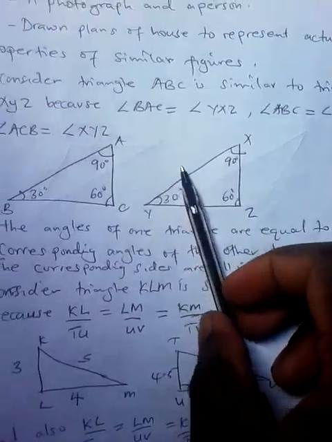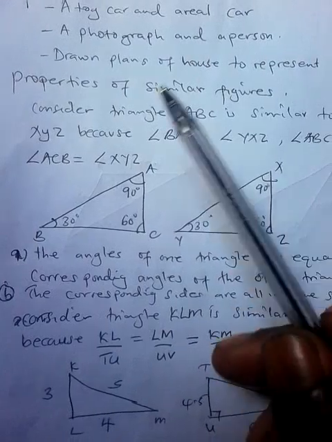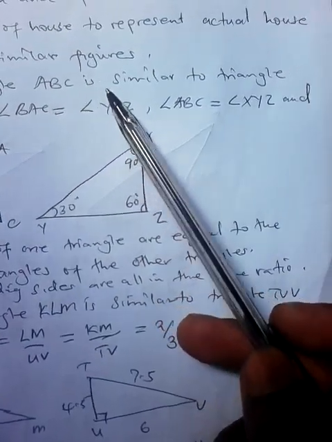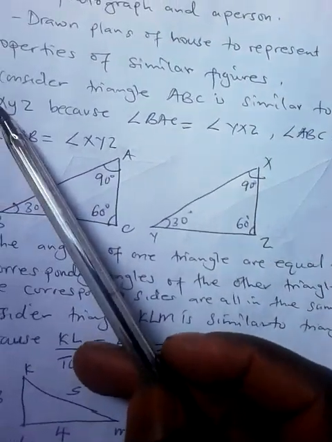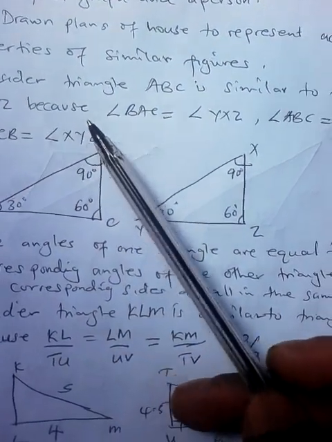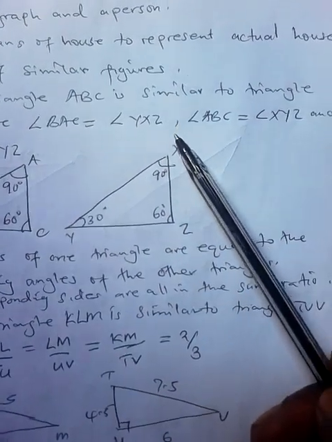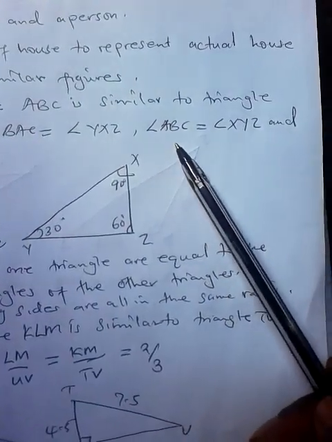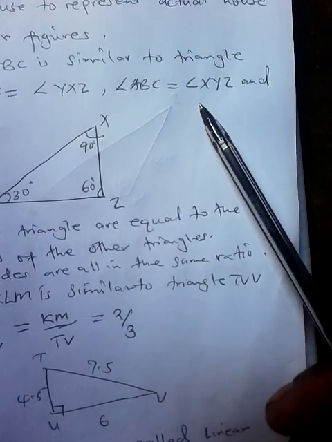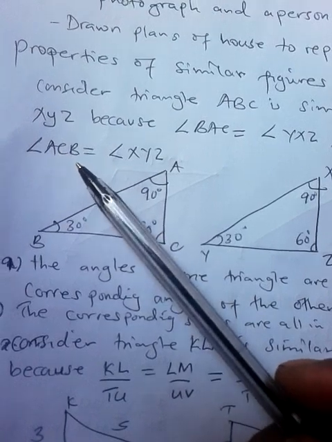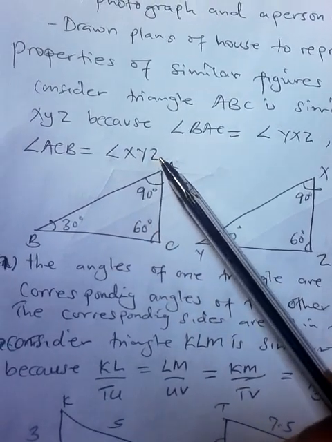Let us go ahead. I've been saying that the first property we are considering is that triangle ABC is similar to triangle XYZ because the angle A and the angle X are equal, and the angle B and the angle Y are also equal. Even the angle C and the angle Z are also equal.